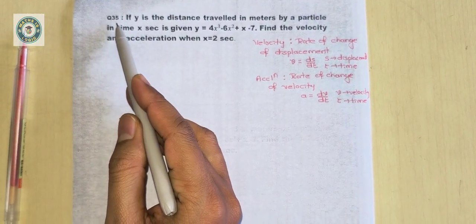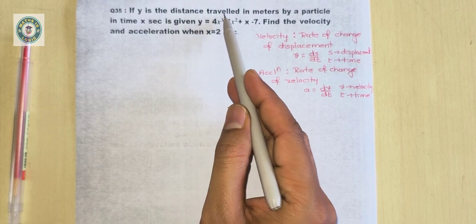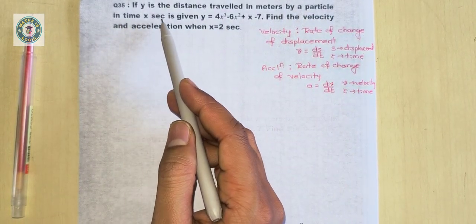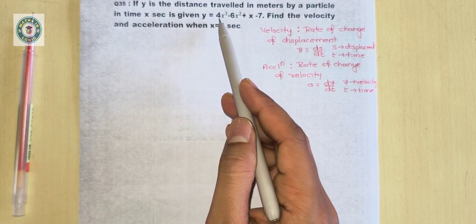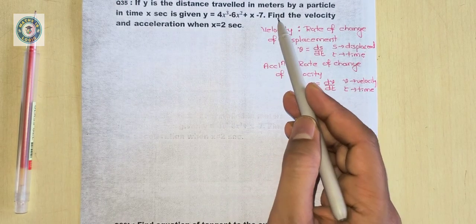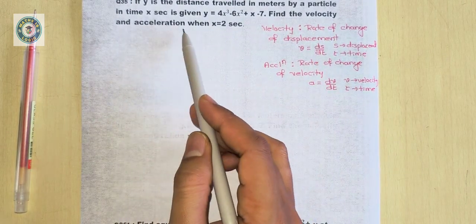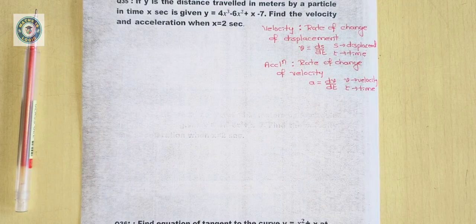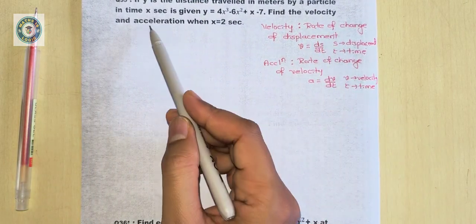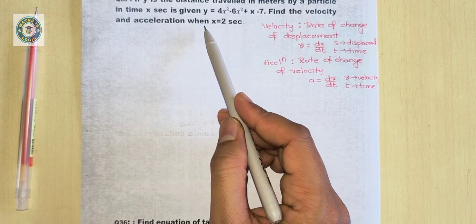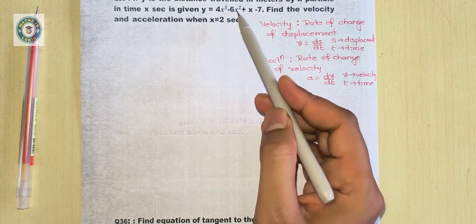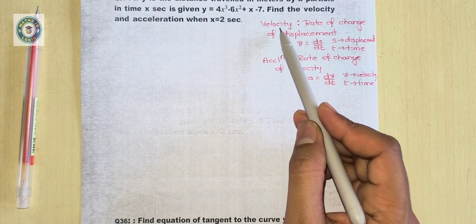Next, question number 35. If y is the distance travelled in meters by a particle in time x seconds, given by y is equal to 4x cube minus 6x square plus x minus 7, find the velocity and acceleration when x is equal to 2 seconds. In this question we need to find the velocity as well as the acceleration when x is equal to 2 seconds.